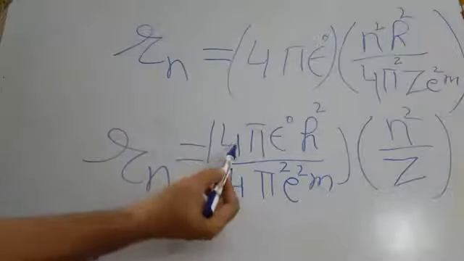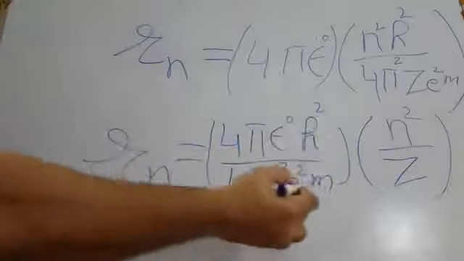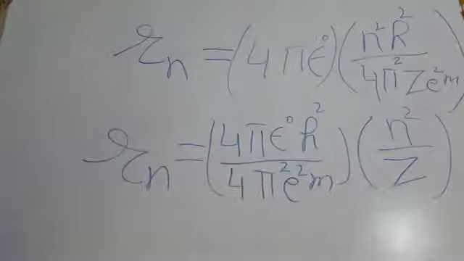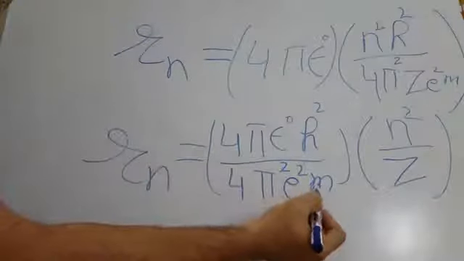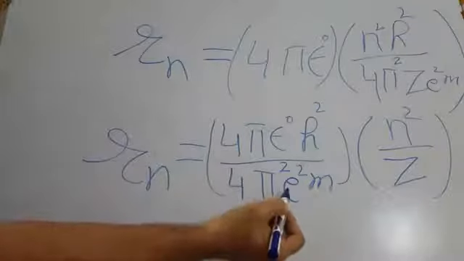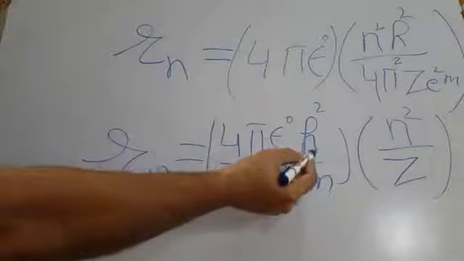Here you can see that all this is constant for the hydrogen atom, and here m is what? That is the mass of the electron. This is the charge on an electron. This is Planck's constant.